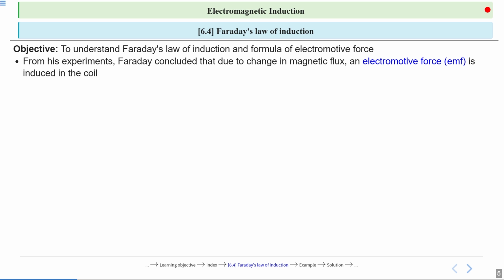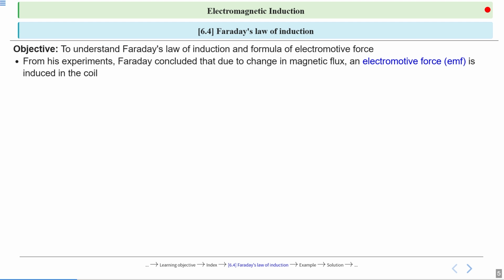Due to this induced EMF, charges start flowing from higher potential to lower potential. On one side of the coil there is positive potential, and on the other side of the coil there will be negative potential. Due to this difference in potentials at both ends, which we can call EMF, charges start flowing from higher potential to lower potential.